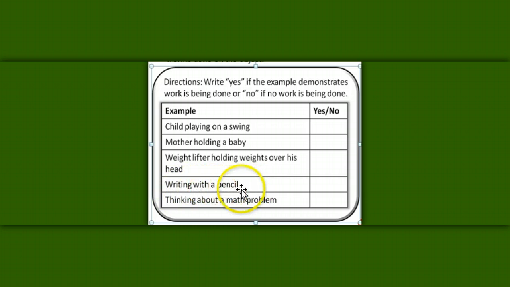Now let's look at the next example. Writing with a pencil. Well, is there a force? Yes, my hand is forcing the pencil to write. Now, is there an object moving a distance? Yes, the pencil is moving across the paper. So you know that it's moving a distance. You know that there's a force. You know that there's an object moving a distance, and therefore your answer is yes.